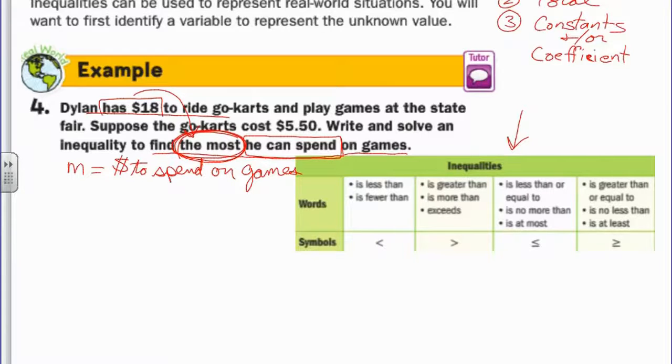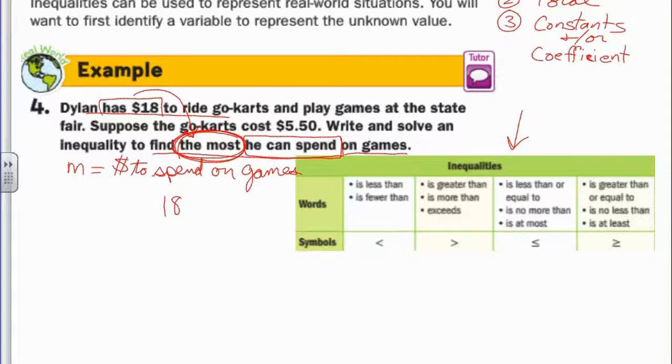He cannot spend more than $18. He's got $18 in his wallet when he goes to the fair. If he spends more than $18, how is he going to do it? He's going to have to go to work, right? So it is the most. So when we write our total down, remember, we always had the equal sign next to it and the total by itself. Well, the same thing's going to be true with our inequality sign.